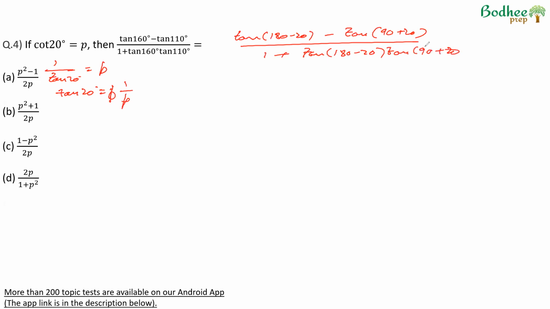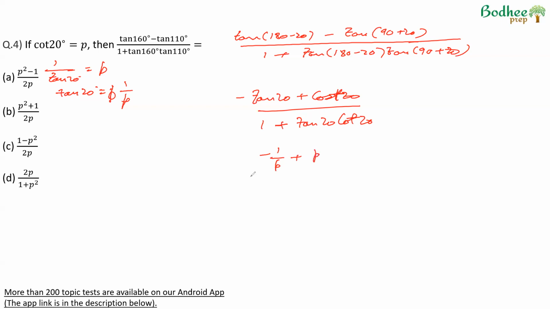Now, for these values, we remove the 180s and 90s. Tan(180 minus 20) will be second quadrant, so negative tan, minus tan 20. Tan(90 plus 20) will be second quadrant, so again negative, and tan 90 becomes cot 20. Cot 20 upon 1 minus, this is also negative, this is also negative, so plus tan 20 cot 20.